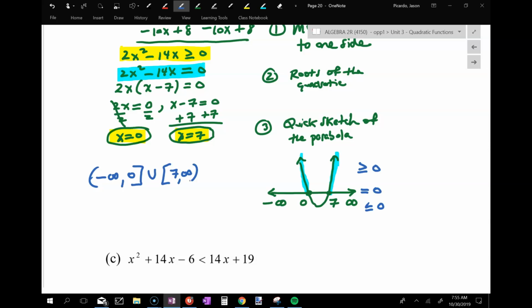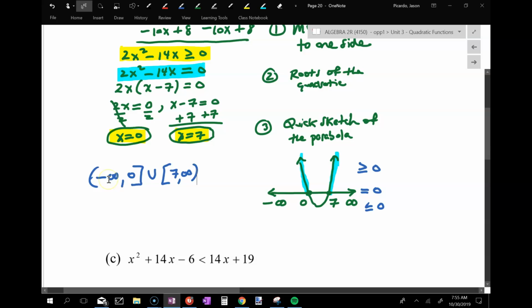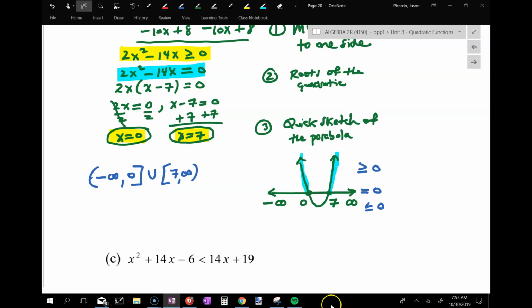Hey, really easy way to think about this, Leonardo. When the answer is between the roots, there's only one piece of an interval. When the answer is outside of the roots, there's always going to be what? The two pieces, right? There's going to be this piece to the left and then this piece to the right. So you're going to have to write it as a union of two separate intervals.